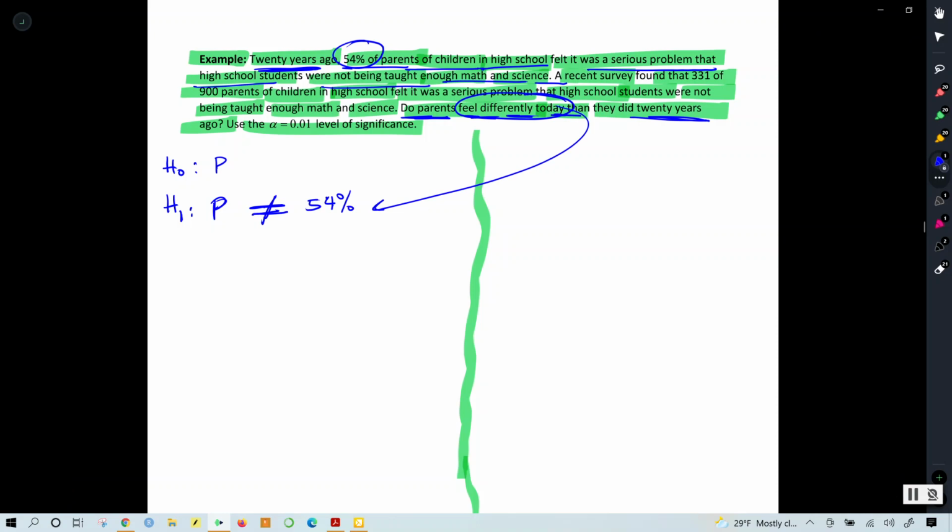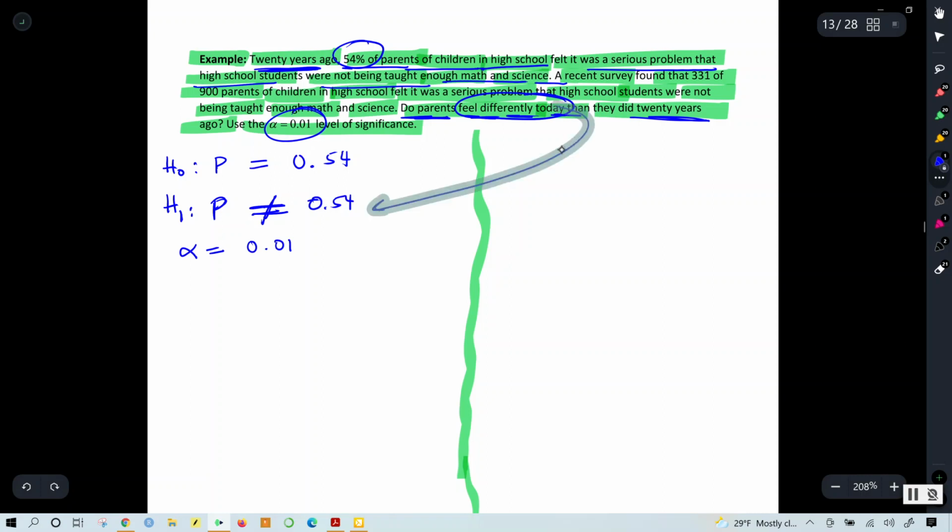Feeling different means we want to test if this percentage is now different from 54%. Different from 54%, I can write 54% as 0.54. So in this case, the null hypothesis will be P equals 0.54, the opposite. And I am conducting this test at alpha equals 0.01 level of significance.